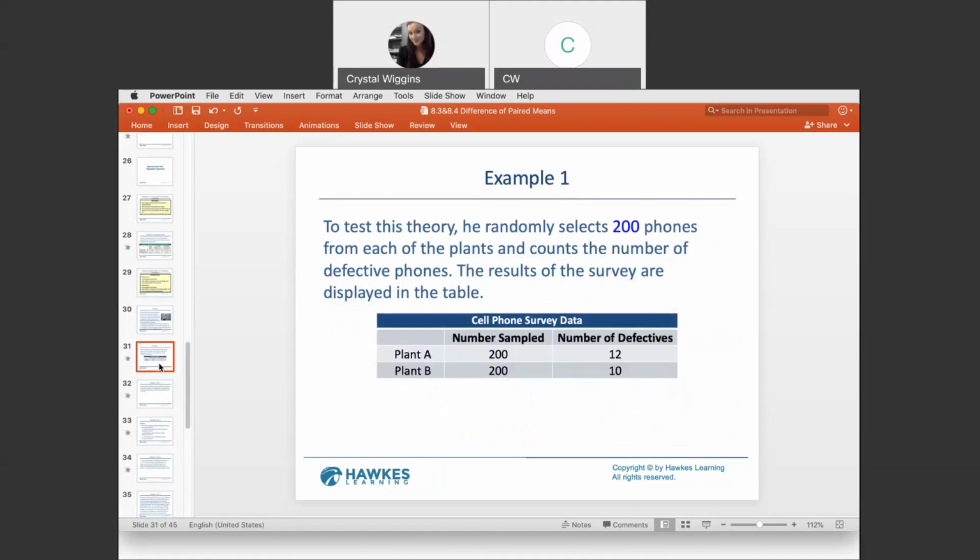Notice that there's nothing paired about this. It's just a simple random sample of 200 phones in the first plant and a simple random sample of 200 phones in the second plant. So they're not paired in any way. The results of the survey are below.